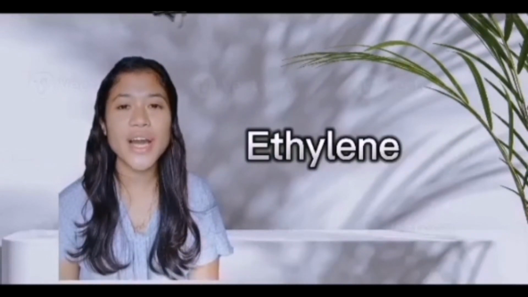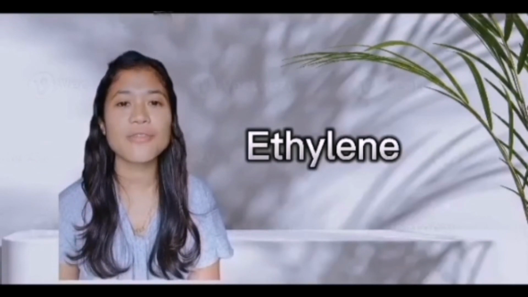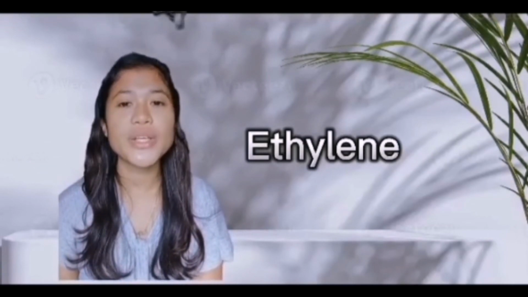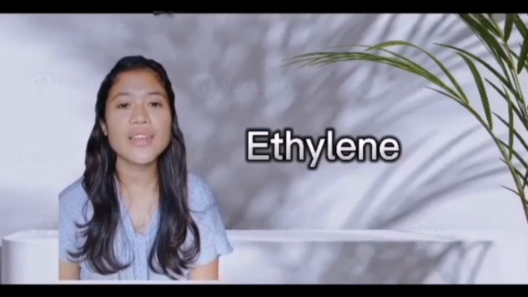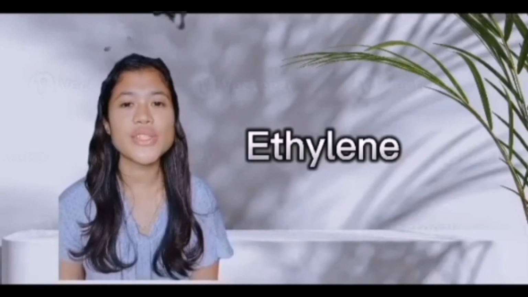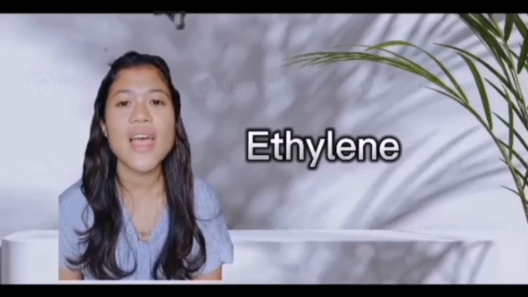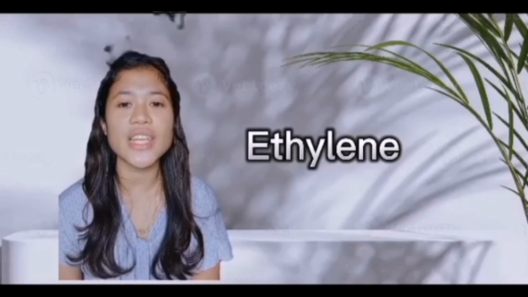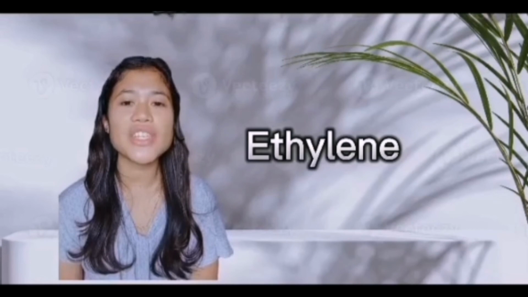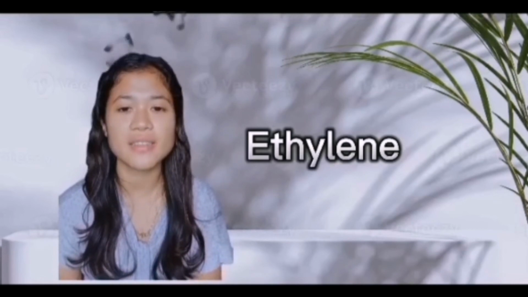Our third is ethylene. Ethylene is regarded as a multifunctional phytohormone that regulates both growth and senescence. It promotes or inhibits growth and senescence processes depending on its concentration, timing of application, and the plant species.